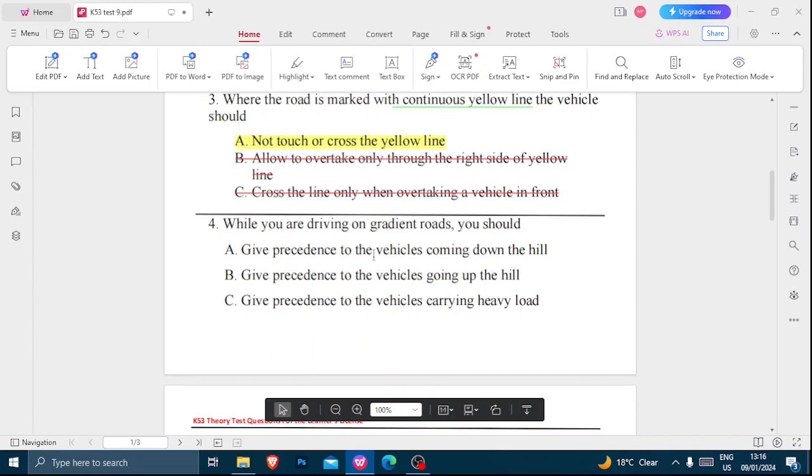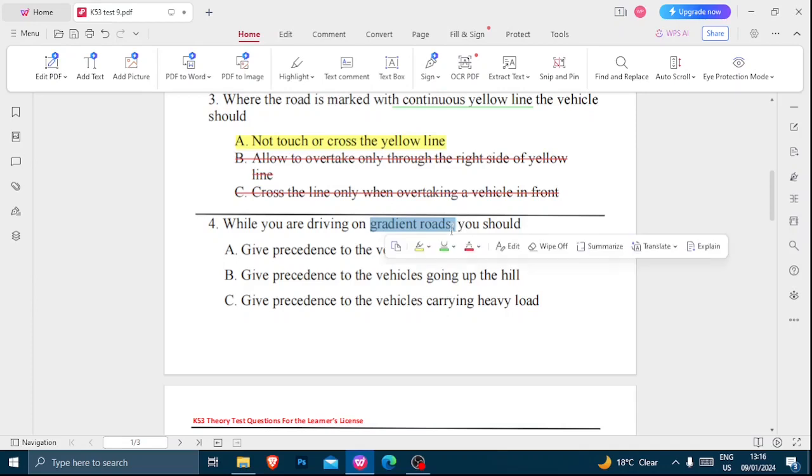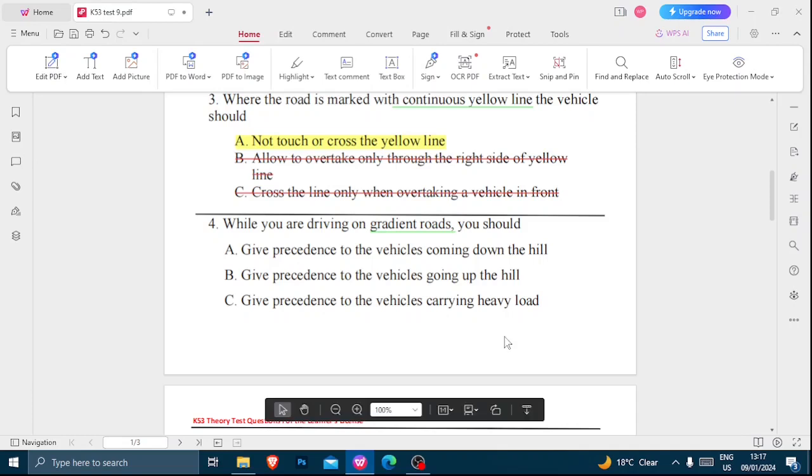While you are driving on a gradient road, you should. Now here we are looking at a gradient road. So what should you do on a gradient road? Now this one might be a steep uphill or steeper downhill. So what should you do? Option A, give precedence to the vehicle coming down the hill. B, give precedence to the vehicle going up the hill. C, give precedence to the vehicle carrying heavy loads.